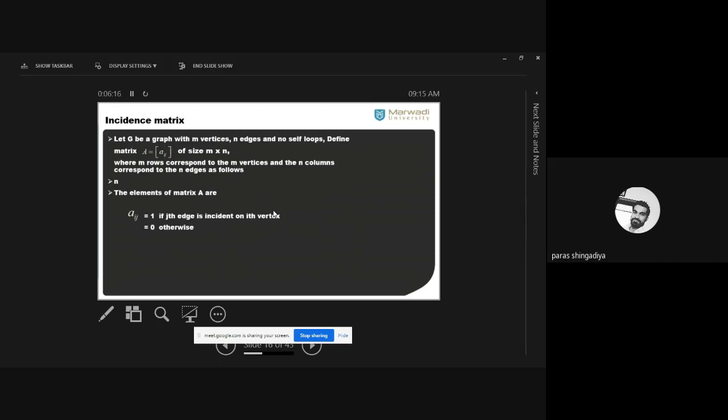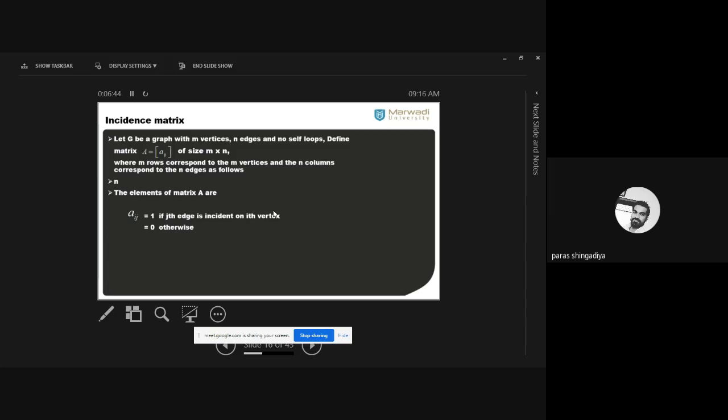So first observe the graph. Check how many vertices the graph involves, and then check the number of edges also. Based on these values, we will define the size of the matrix. Clear? If the graph contains 4 vertices and 5 edges, then the size of the matrix will be 4 by 5. Okay, 4 rows and 5 columns. So that depends on the number of vertices and the number of edges.